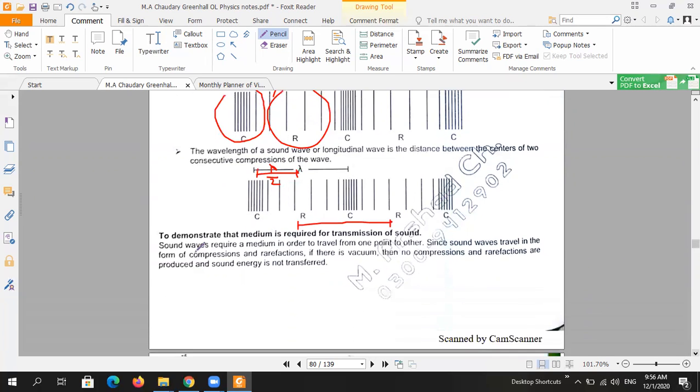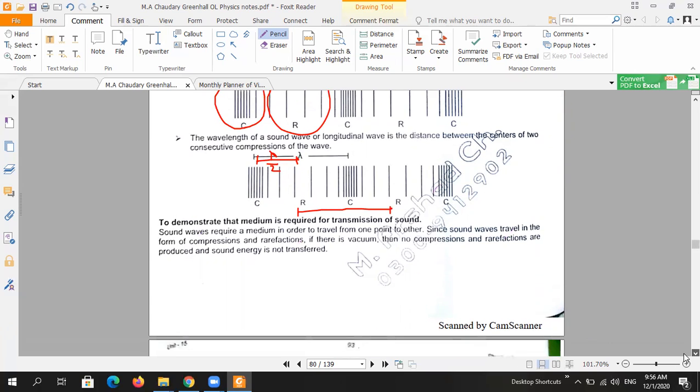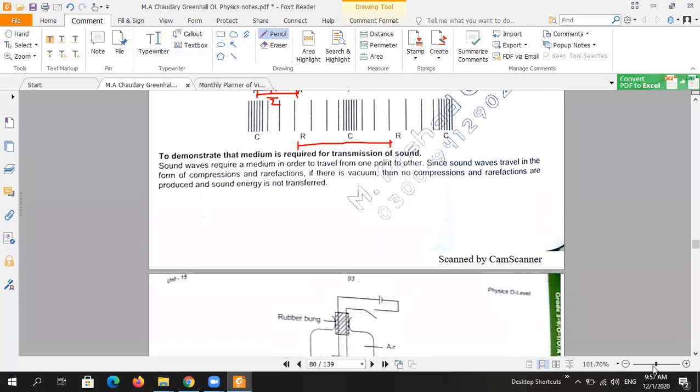So as we have studied, sound waves need a medium to travel through. So I'm going to demonstrate this theory with an experiment. Sound waves require a medium in order to travel from one point to another. Since sound waves travel in the form of compressions and rarefactions, if there is a vacuum, then no compressions and rarefactions are produced, and the sound wave is not transferred.